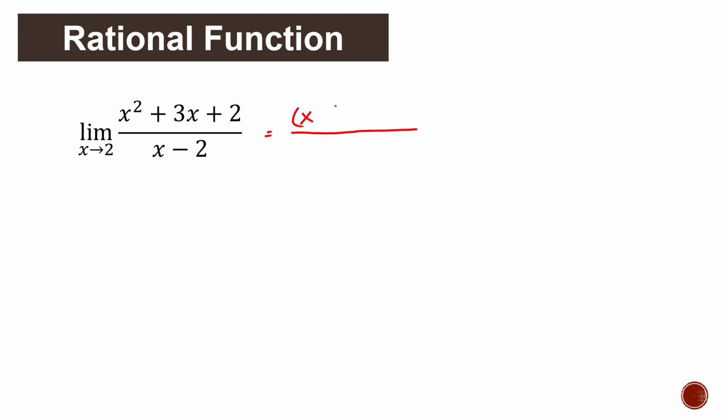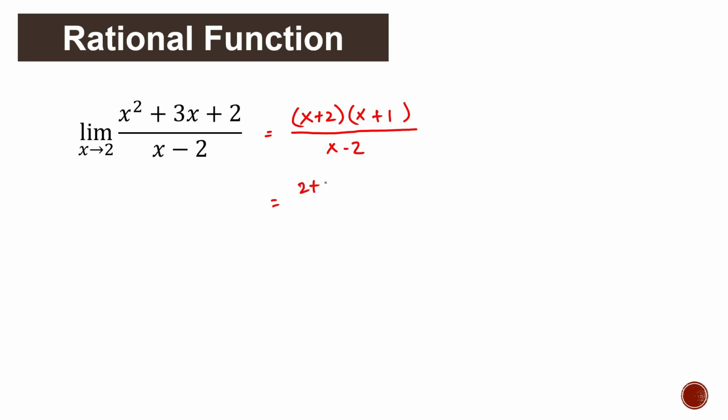This is x plus 2, x plus 1, right? 2 times 1 is 2, 2 plus 1 is 3. The denominator is x minus 2. So as you can see here, we cannot cancel anything. That means all we need to do is to plug in that 2 to all the x's.